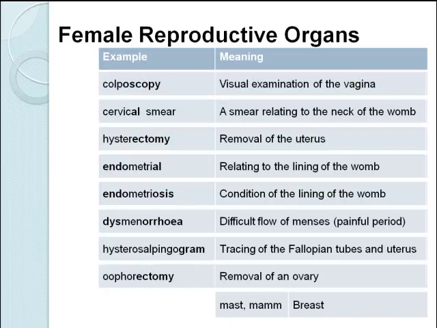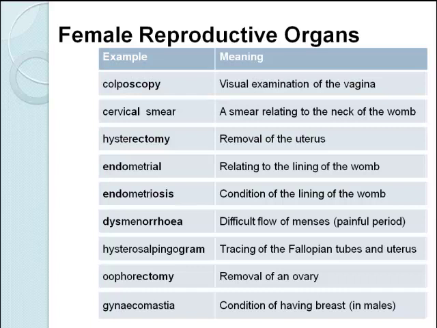Oophorectomy. Ectomy, removal of, so it's removal of an ovary. Mammography. Graphy is X-ray, so mammography is an X-ray of the breast, commonly done in order to rule out cancer if there's a breast lump. Another term with breast in it would be gynecomastia. This isn't common, but it's an interesting word. IA at the end of the word means a condition. Mast is breast and gyne is women. So it's a condition of having breasts, and this is in relation to men who may start growing breasts.